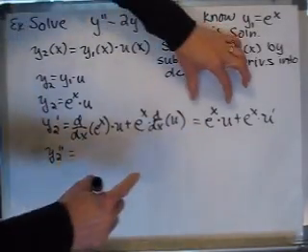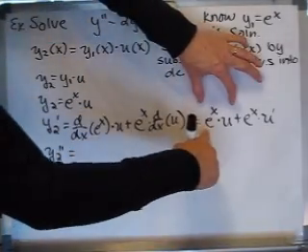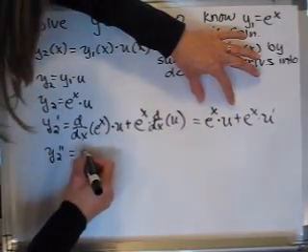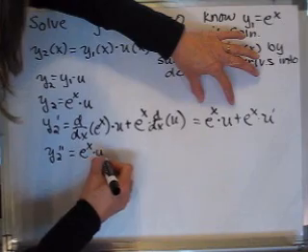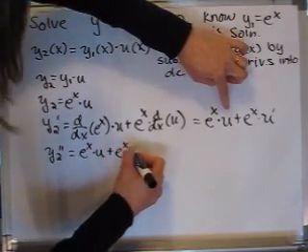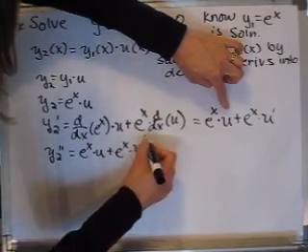And if I differentiate, I'm going to have to use the product rule again. I'm going to use the product rule on the term e to the x times u. The derivative of the first is e to the x times the second u, plus the first function e to the x times the derivative of the second function u prime.